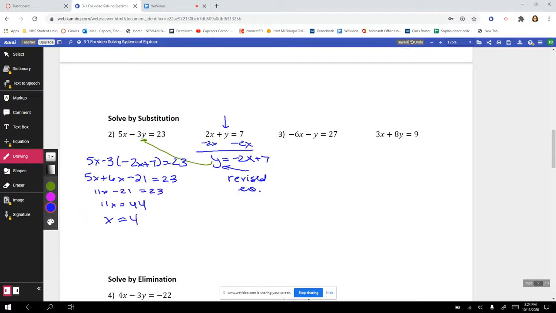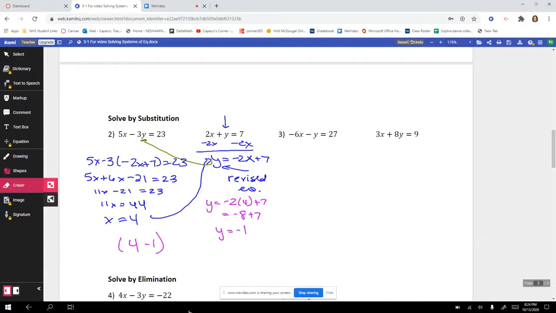Now I need to find out what y is. We'll look up here. You can either go back to the original, or I do have y already set up in my revised equation. So I have y is equal to -2 times 4 plus 7. So I have -8 plus 7. So y is equal to -1. So here is my solution.